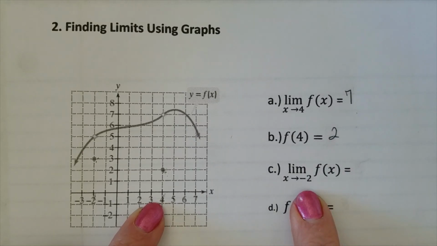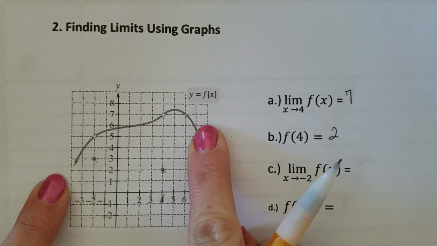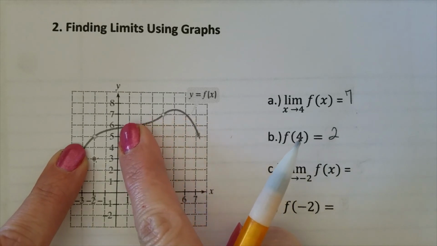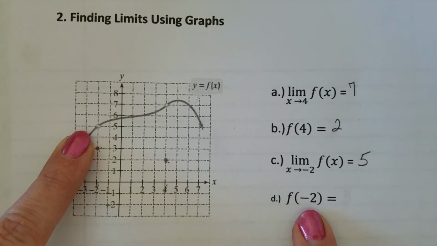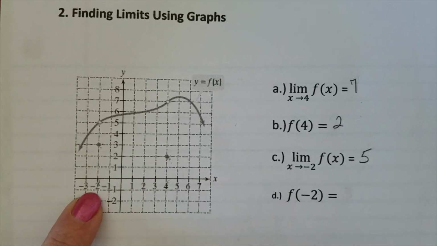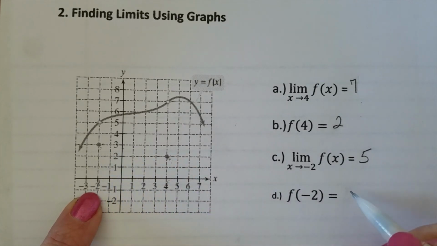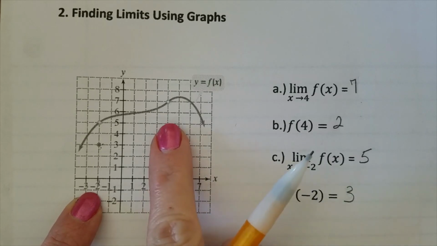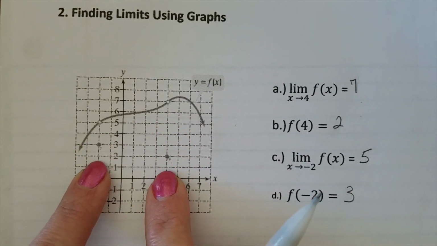Now let's look at the limit of f of x as x approaches negative 2. Here's negative 2 coming in from both sides. Here we go, and my y value is going to be 5. And now f of negative 2, here's negative 2. What's my y value? It's the closed dot, which is 3. Notice here my limits were the open dots. My actual values when I evaluated the function were the closed dots.